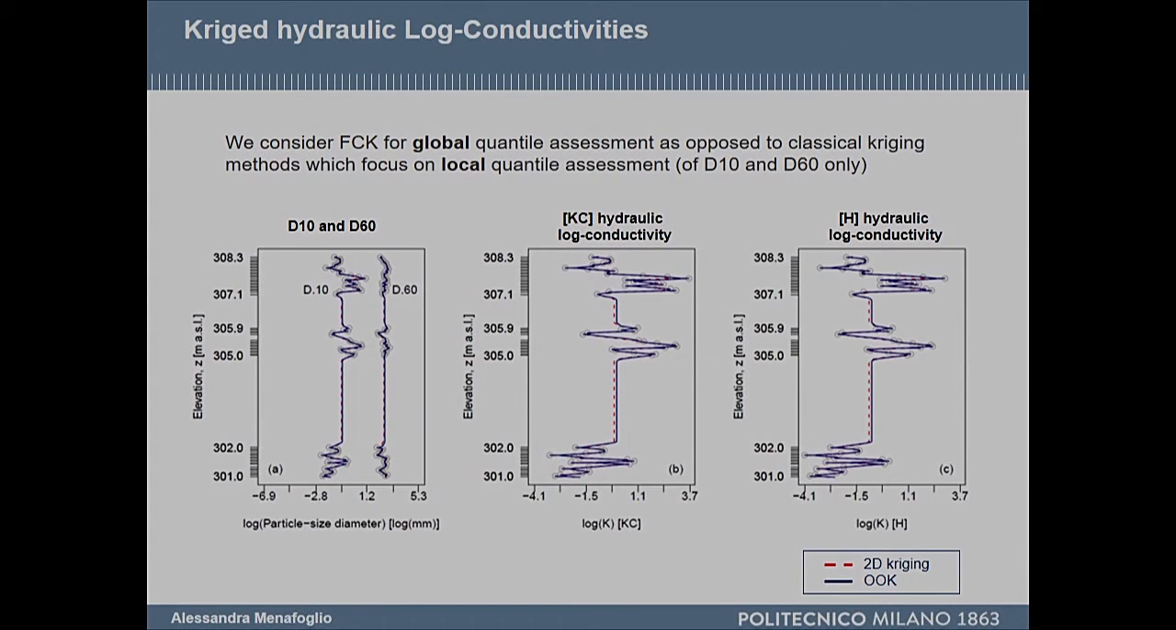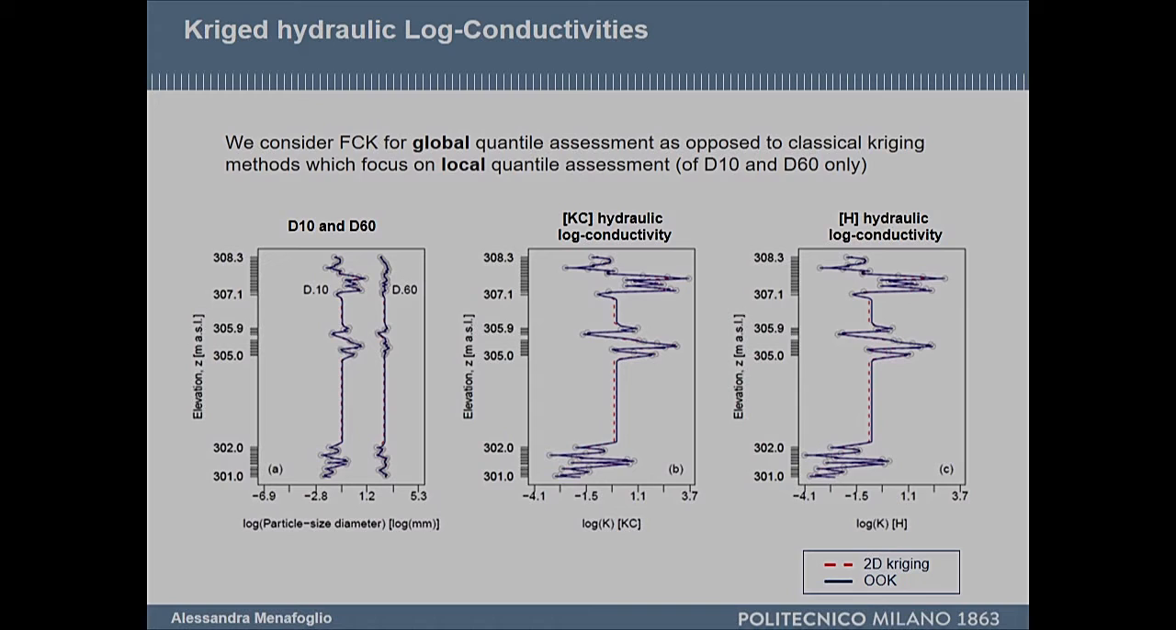So what we have done was to apply our method, object-oriented kriging, in blue, to make predictions of D10 and D60. And then we have computed the hydraulic log conductivity according to the Kozeny-Karman equation and the Hazen equation. Now you will see that the results are consistent in the two cases. The red line is based on a classical kriging method in 2 dimensions, while our case is the one of object-oriented kriging, and it is in blue.